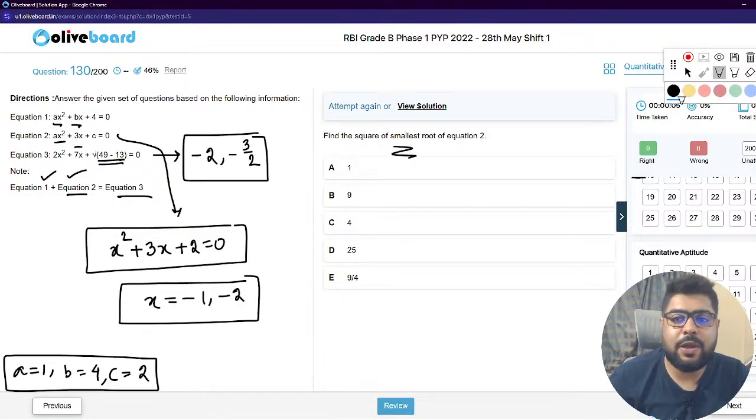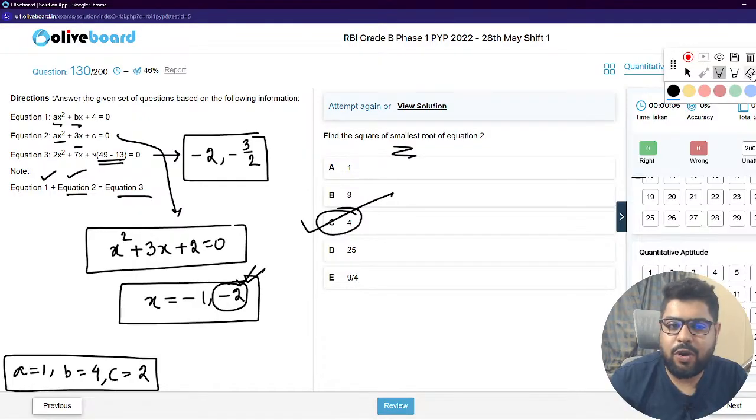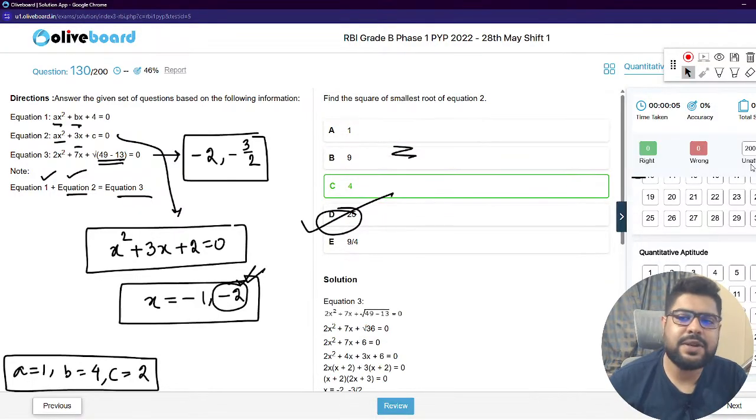Smallest root will be what? Now here many people make mistakes. If minus is there, then -2 is smallest. So -2, the square of that will be, sir, 4. Option C is your correct answer, sir. Very, very, very simple stuff, right?